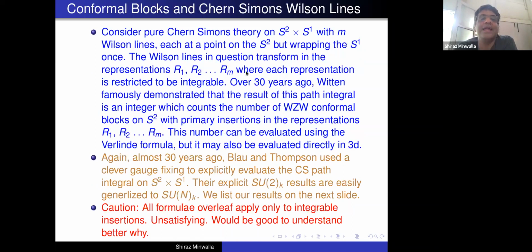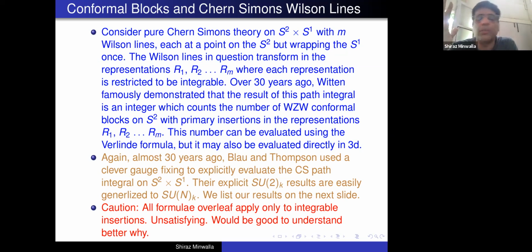Okay, now suppose we had one of these Chern-Simons theories, and we studied the S^2 times S^1 partition function of these theories with the insertion of n Wilson lines. These Wilson lines are points on the S^2 and are wrapping the S^1 circle in representations R1, R2 up to Rn. You can ask: what is the partition function of pure Chern-Simons theory with these Wilson lines inserted in these representations? It doesn't matter where they are inserted because this theory is topological.